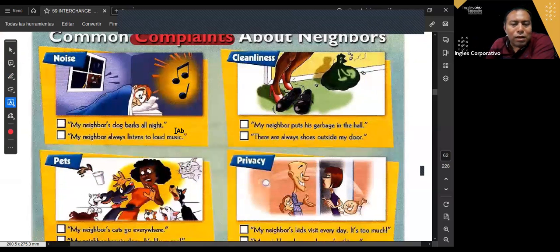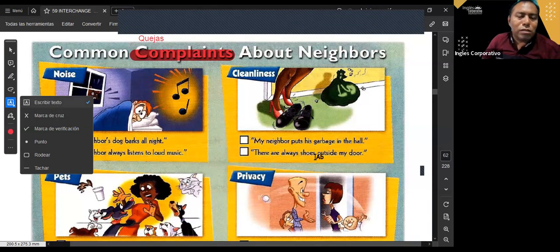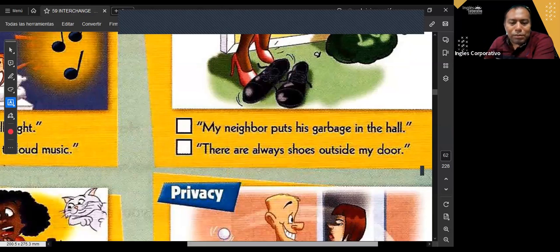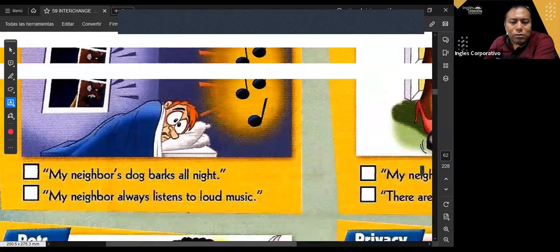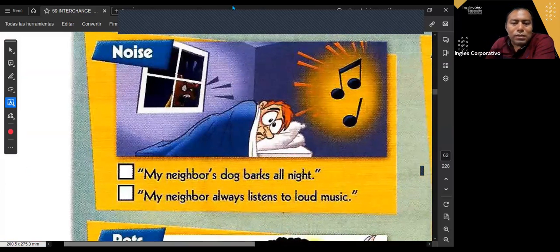So you have about the noise. I'm going to enlarge this. Give me a second, please. Ahorita lo muevo, permítame. About the noise. Okay, so you have these two sentences. Can you help me to read, please?